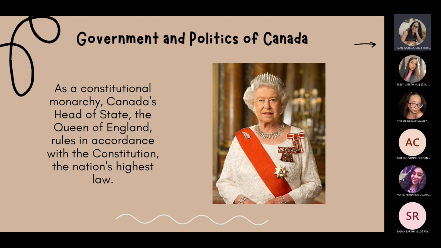And we continue with the Prime Minister, who is represented in Canada by the Governor General, who is appointed every 5 years by the Queen with the advice of the Prime Minister, head of the Canadian government. The government has three branches: executive, legislative, and judicial, which work independently to ensure the rights and freedoms of Canadians.